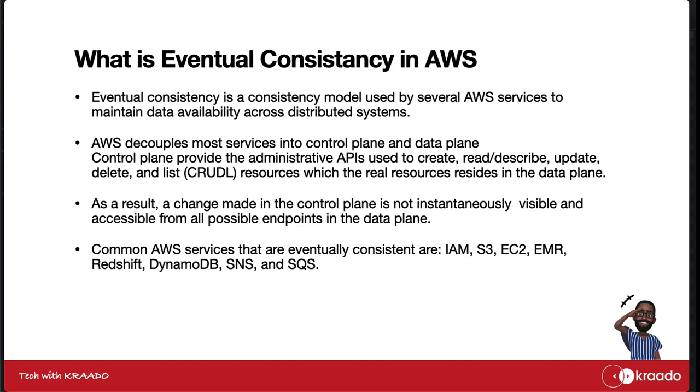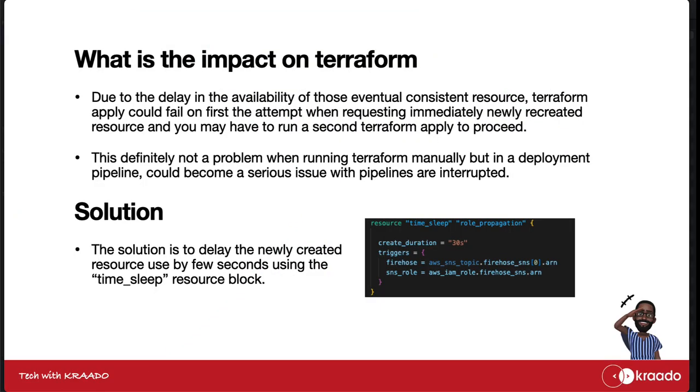With this model, it means that it takes a few seconds for a resource request to be propagated into the data plane. Most of the services that are affected by that are AWS IAM, S3, EC2, EMR, Redshift, DynamoDB, SNS, and SQS. What is the impact of that on Terraform?